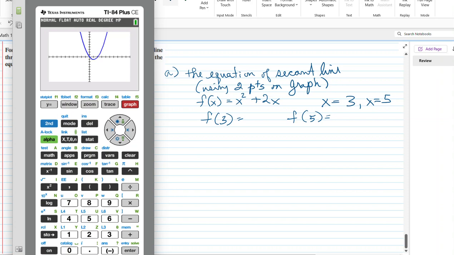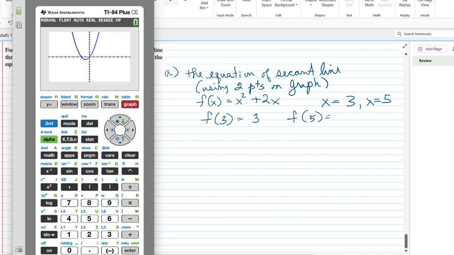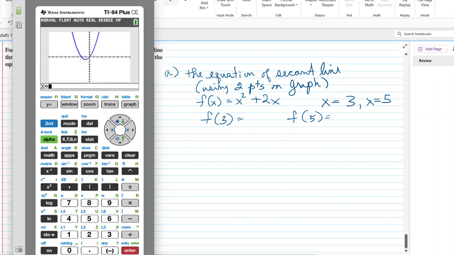We do second trace for calc value, and we want 3, and we get 3. Well, I did something wrong. Let me look. Oh, I put a minus instead of a plus. Nobody caught me. Sorry about that. So let's do it again. Second calc, garbage in, garbage out. That's the rule. And I did garbage. So I did 3. Now that makes sense.